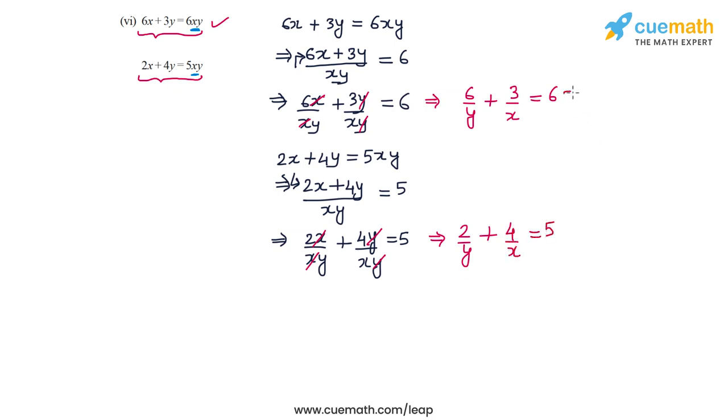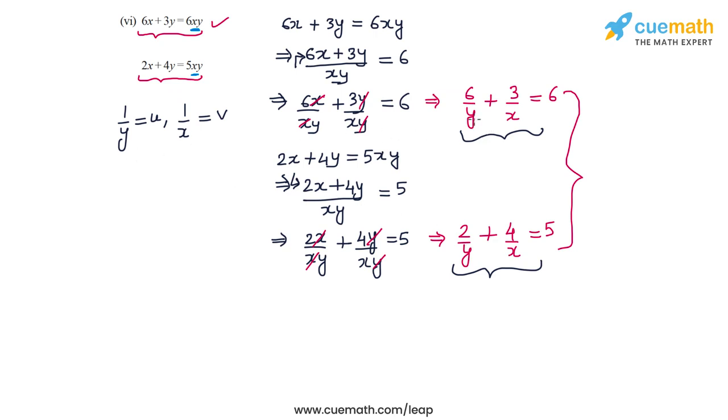So now we have this modified pair of equations in x and y, but they are still not linear equations. So what can we do now? Well, now we can use the substitution 1 by y equal to u and 1 by x equal to v, because that will convert each of these equations to a linear equation in u and v.